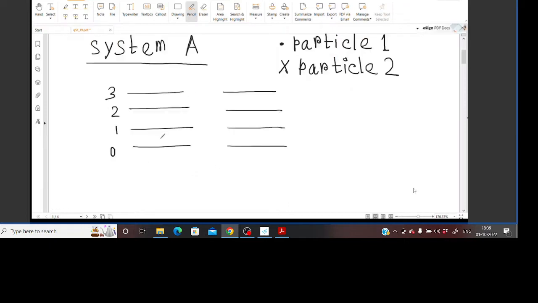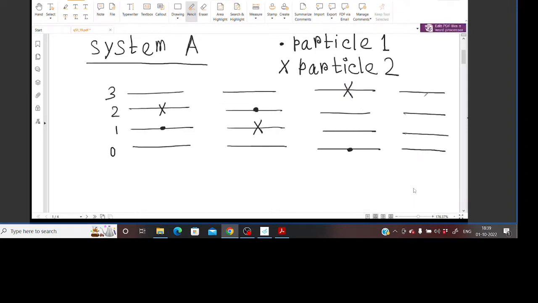We can place the first particle with energy 1 unit and the second particle with energy 2 units. We can also place the first particle with energy 2 units and the second particle with energy 1 unit. We can also place the first particle with energy 0 unit and the second particle with energy 3 units. We can also place the first particle with energy 3 units and the second particle with energy 0 unit. So there are four possible microstates in which the system A has energy 3 units.